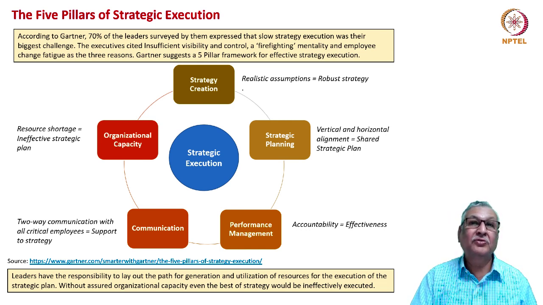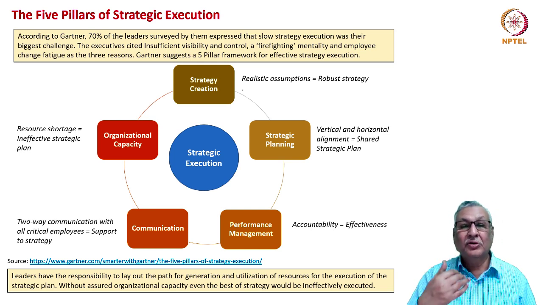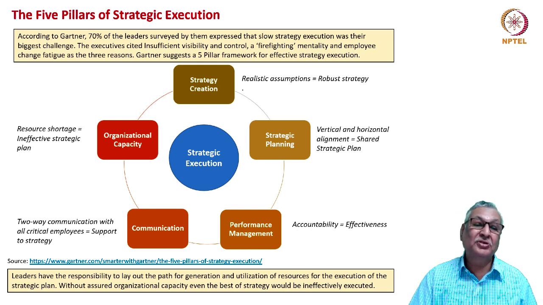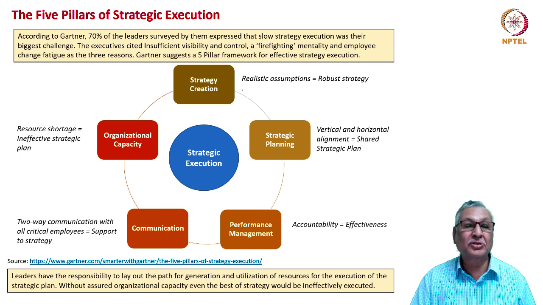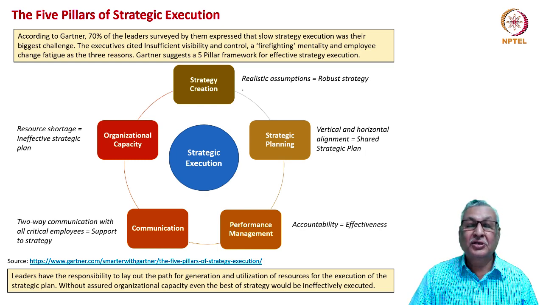Fourth, communication, wherein we have two-way communication. It could be between network partners such as suppliers and the firm, dealers and the firm, or departments or people within the department, and so on. So bilateral communication amongst all the stakeholders and amongst all the employees is crucial to support the strategy. Finally, organizational capacity, that is, resource shortage will lead to an ineffective strategic plan, whereas resource adequacy will lead to an effective strategic plan. Slow execution is considered a handicap by almost 70% of the executives surveyed by a research firm, Gartner.